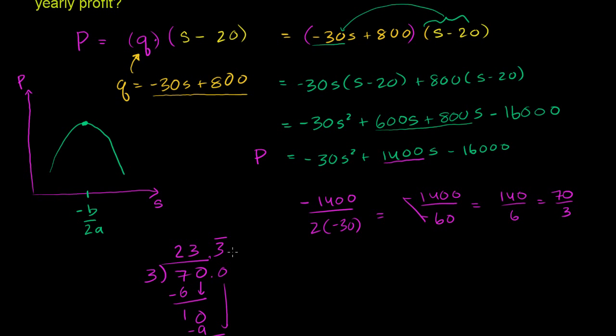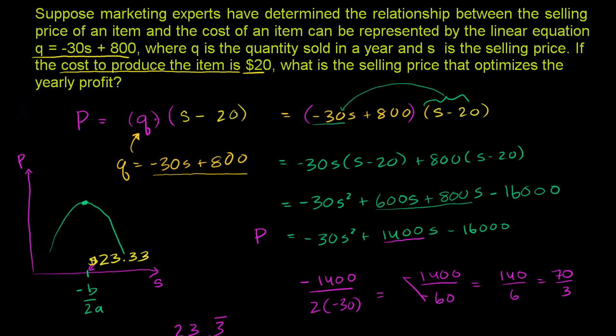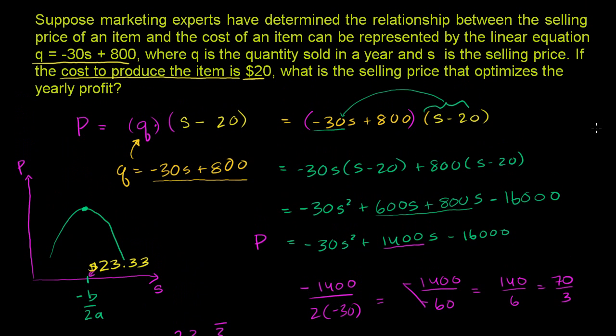Or if we just wanted to round to the nearest penny, since we're talking about selling something, this optimal profit will happen at a selling price of $23.33. That will optimize the yearly profit.